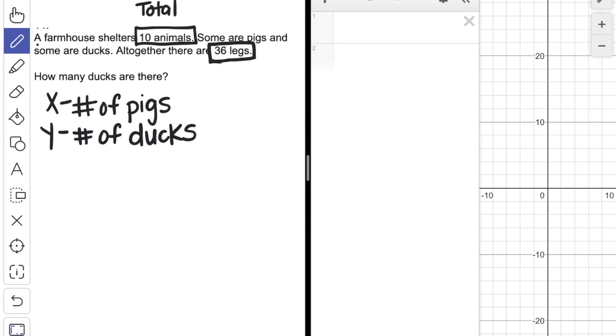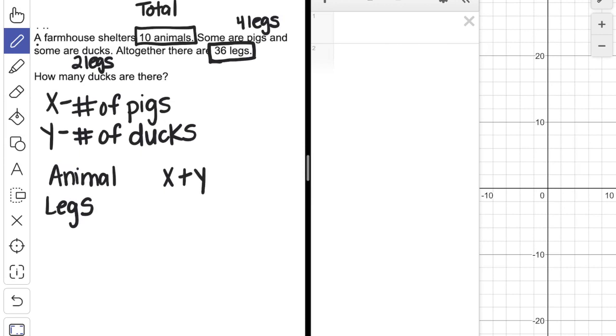Now, what you have to understand is that pigs have 4 legs and ducks have 2 legs. So what we're going to do is write two equations. We're going to write the animal equation and we're going to write the legs equation. So those are the two equations that we're going for here. If we talk about animals, I don't know how many pigs and I don't know how many ducks there are, but I do know that there's a total of 10. So the number of pigs, X, plus the number of ducks, Y, equals a total of 10 animals in that barn. That's my first equation.